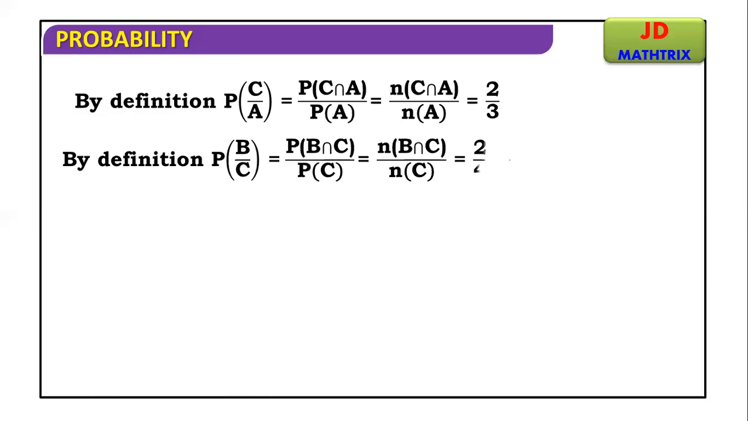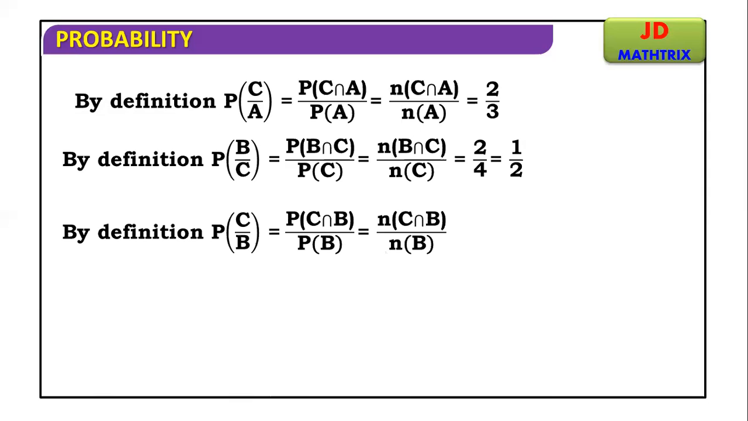P of B given C is equal to P of B intersection C by P of C, that is n of B intersection C by n of C, again that is 1 by 2. Last one, P of C given B is equal to P of C intersection B by P of B. So that is equal to n of C intersection B by n of B, that is 2 by 2, that is 1.